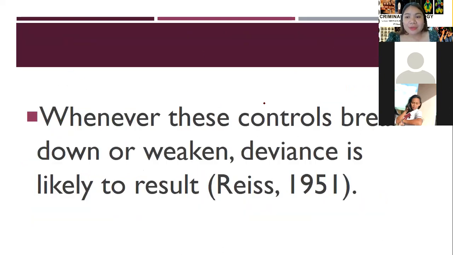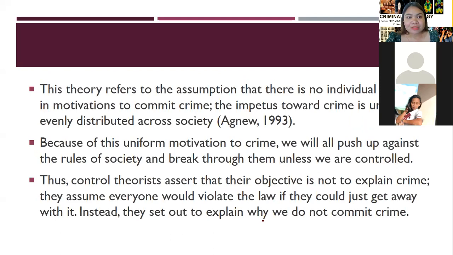Okay? So that is why we have this statement. Whenever these controls break down or weaken, deviance is likely to result. Kung wala ni ang mga social control sa palibot naton, which are stated under the social bond theory, deviance will happen in our society. That is according to Rees. Okay? So I hope you understand that.